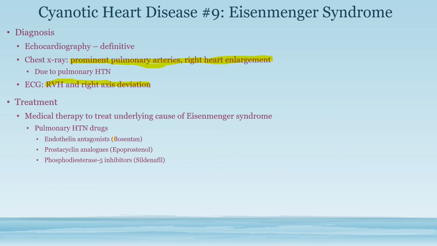We've got endothelin antagonists, such as bosentan. We've got prostacyclin analogs, like epoprostenol. We can even use phosphodiesterase 5 inhibitors like sildenafil. Many uses for sildenafil here. This is one of the other ones. Supplemental oxygen can also help because remember, if you give oxygen, you cause vasodilation of the pulmonary vasculature, and that will decrease pulmonary vascular resistance.